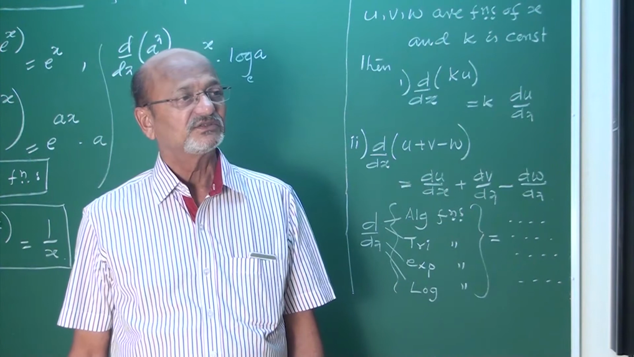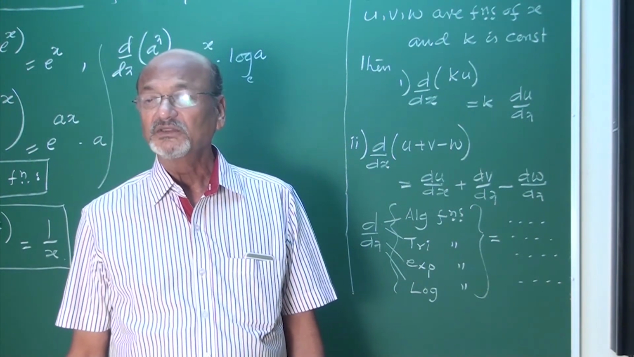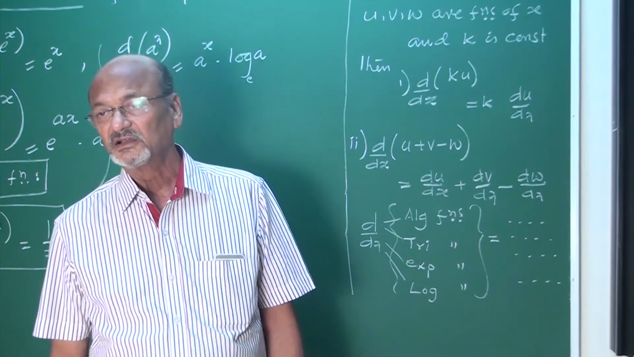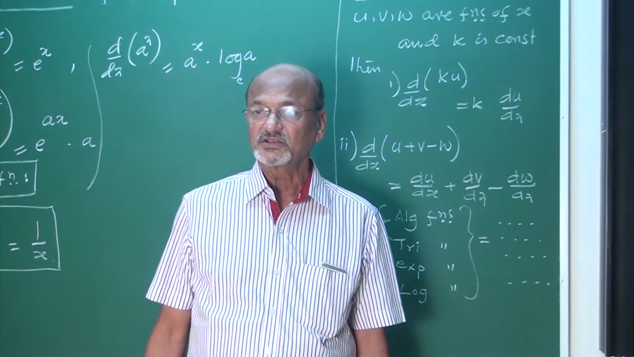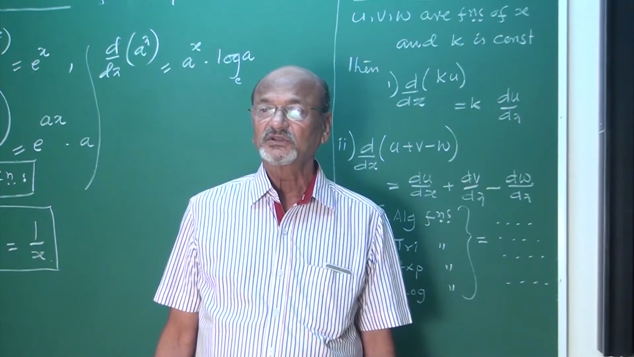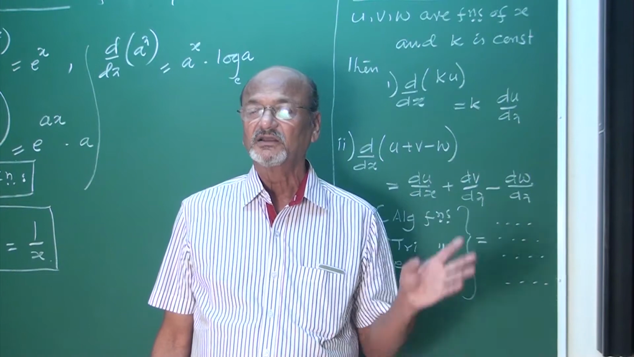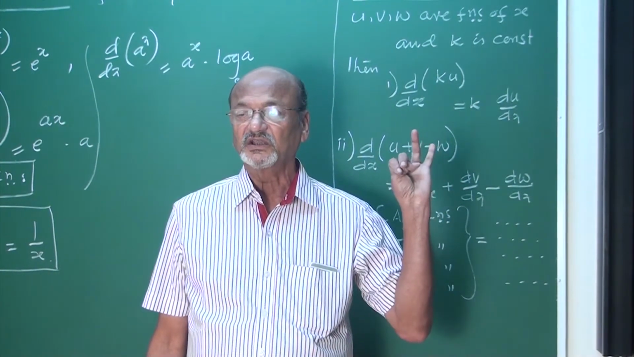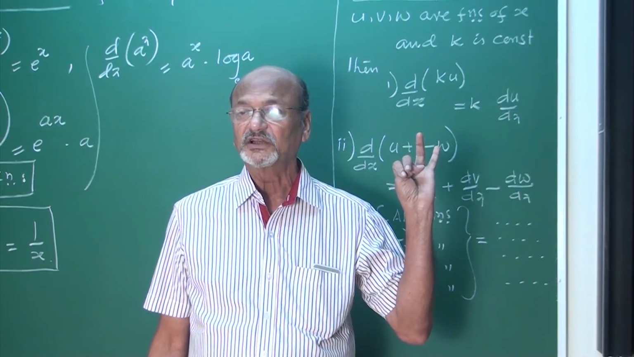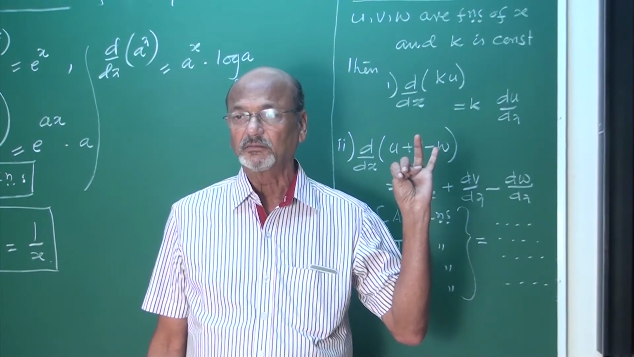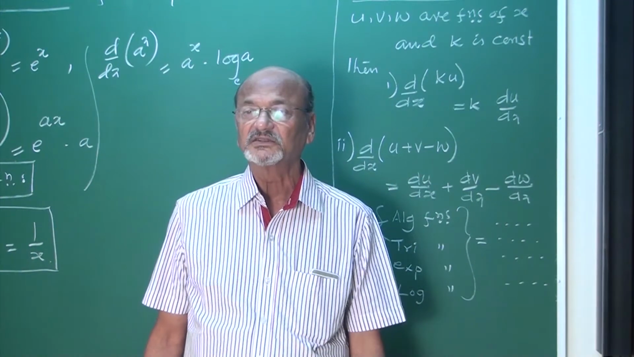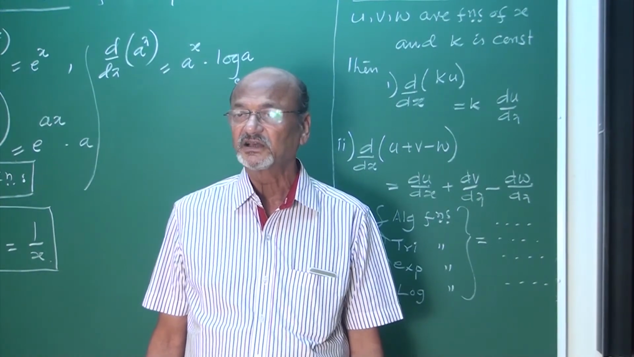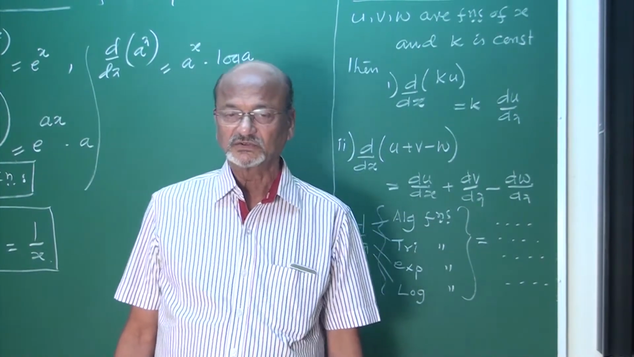My friends, in this case, I told one thing to take care of. The derivative of a trigonometric function that starts with the letter C, what are they? Cos, cot, cosec. These three have a negative sign with the derivative, minus. The remaining three, sin, tan, sec, are positive, plus.